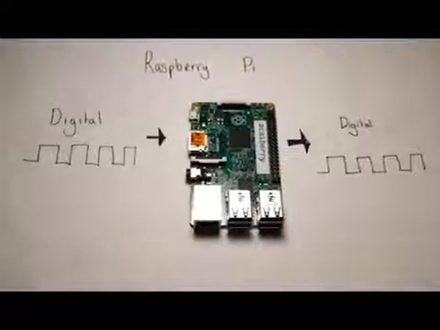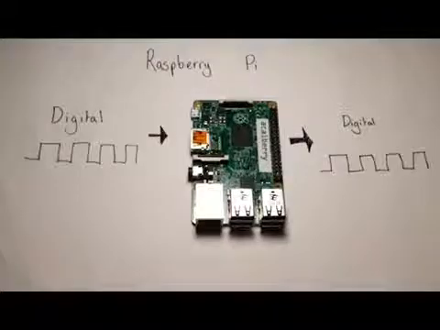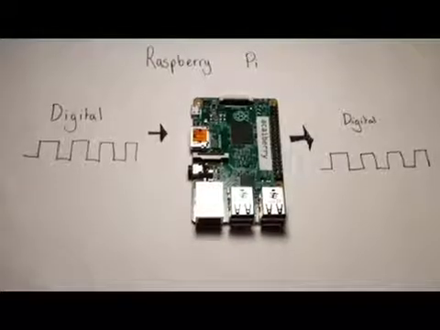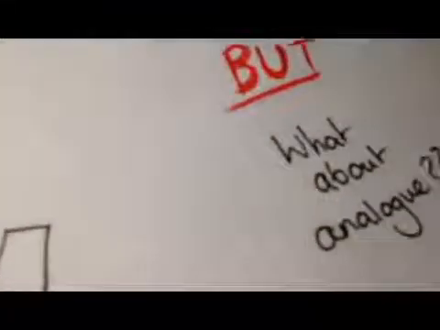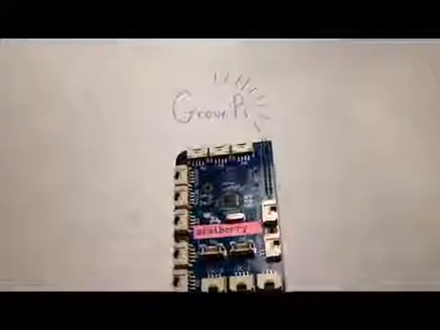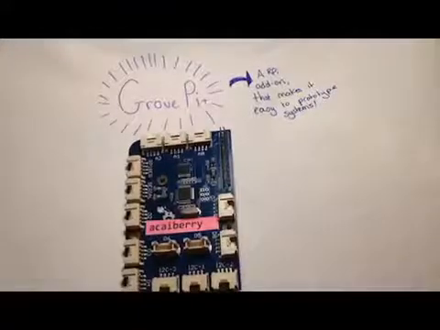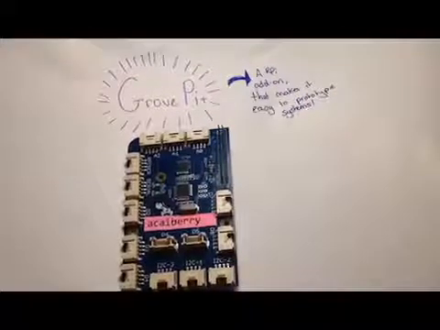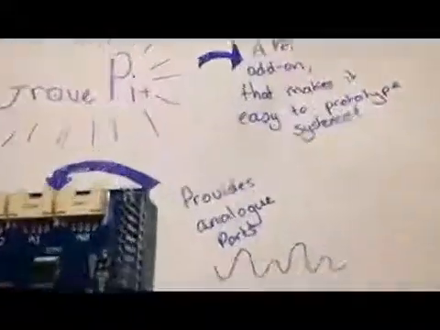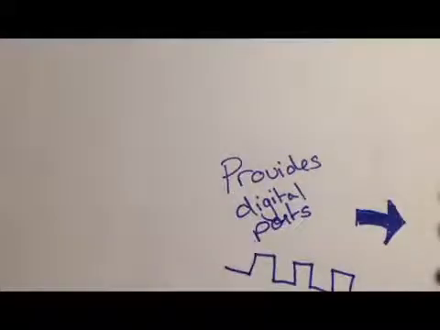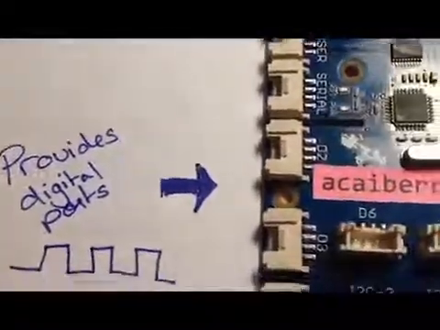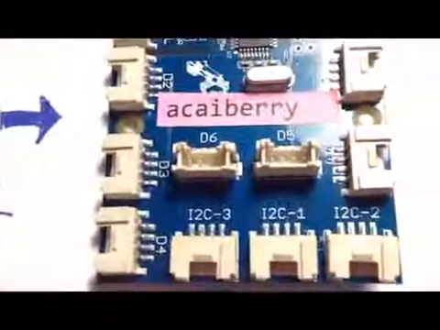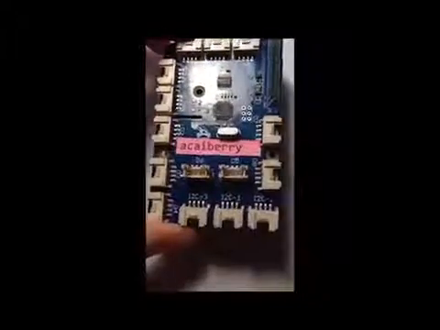So the Raspberry Pi will take a digital input and output a digital output. This is because of the way the GPIO pins work. But what about analog? This is where the Grove Pi comes in. The Grove Pi is a Raspberry Pi add-on that makes it easy to prototype systems. It provides analog ports to input and output an analog signal, and it also provides digital ports to input and output a digital signal. To install your Grove Pi, simply slide it in place over the top of the Raspberry Pi GPIO pins.